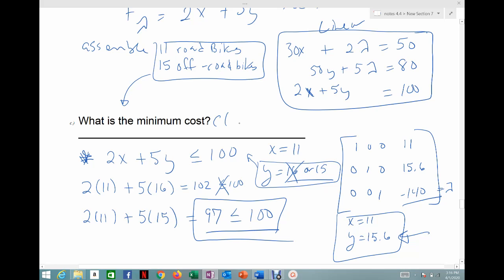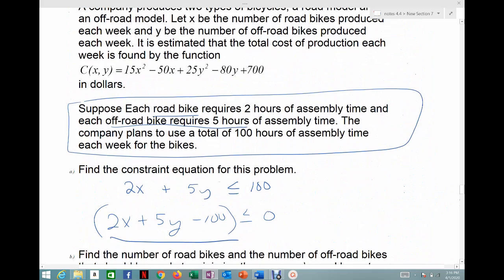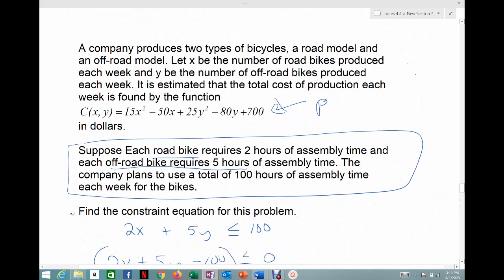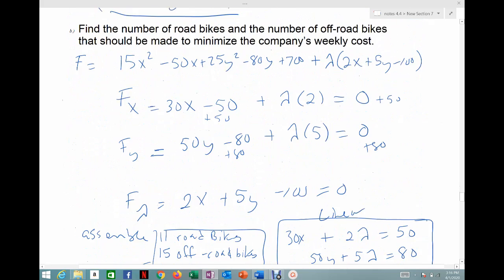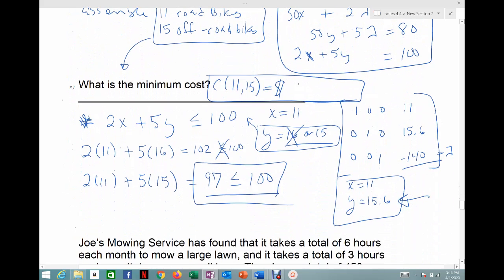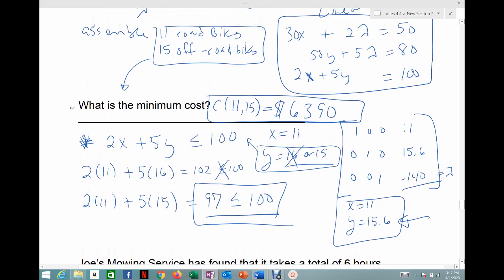So you plug those into the cost equation, and then plug the 15 in, not the 15.6. So you go back to the original cost equation and plug in your answer. You're going to plug in 11 for x, 15 for y, and it's going to give you a dollar amount when you do. And again, just make sure you're careful when you type it out. When I typed it out, it came out to $390 when they make 11 road bikes and 15 off-road bikes.